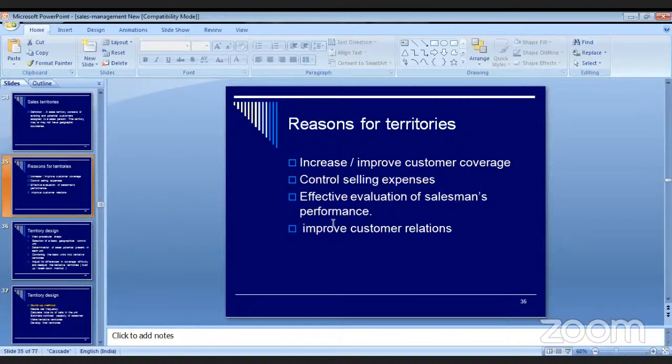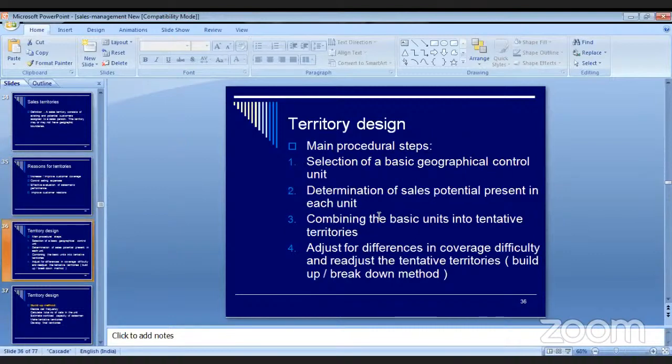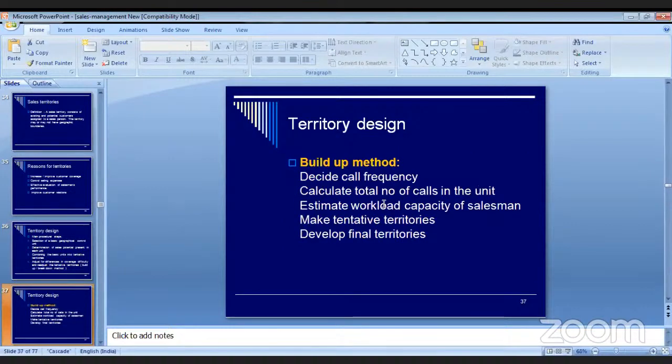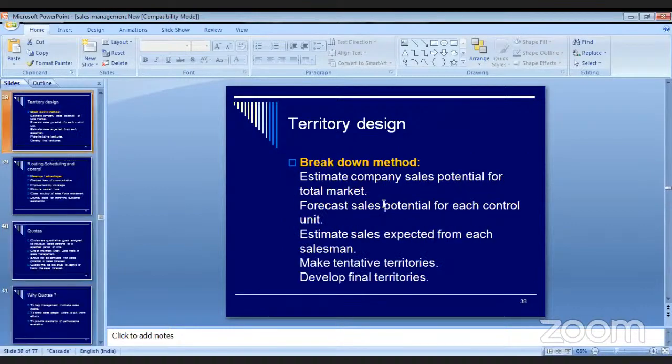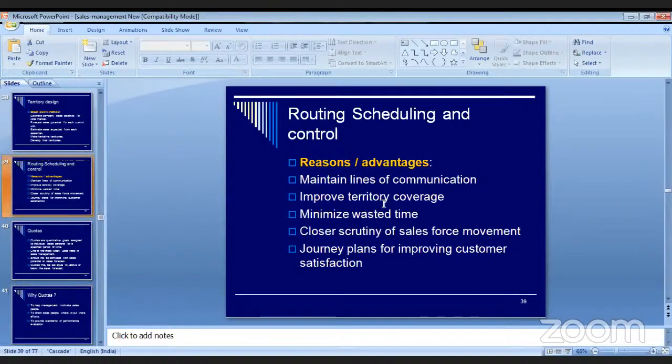Then effective evaluation of sales performance. Suppose you have been given a target; whether the target is fulfilled or not is important. Then come to sales territory design, target oriented, or cover leaf. We are designing on different bases. Already we have covered the buildup method and breakdown method. Then routing and scheduling: routing, advantage, main line of communication, improve territory coverage, minimum wasted time. Already we have covered this.